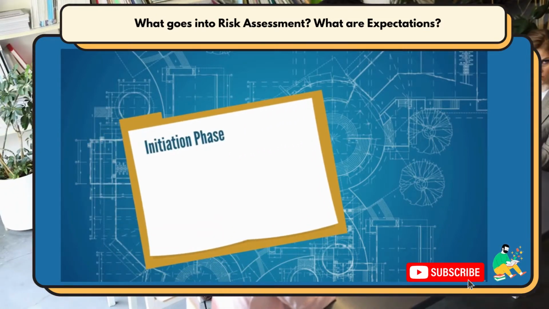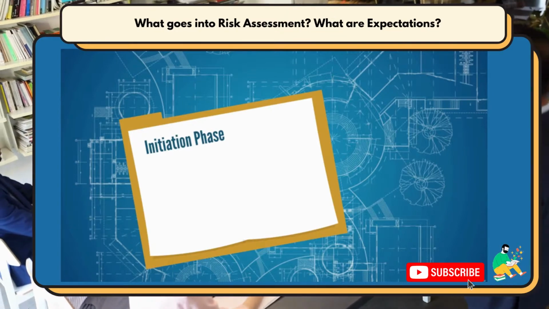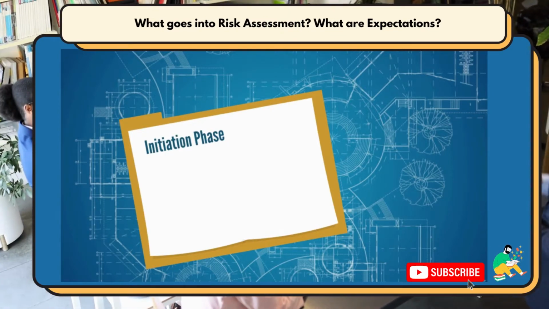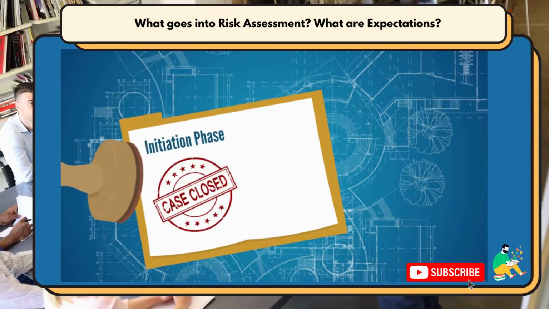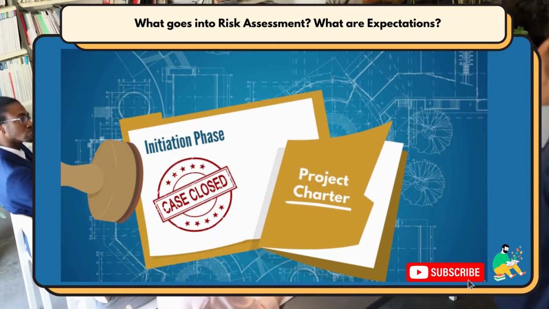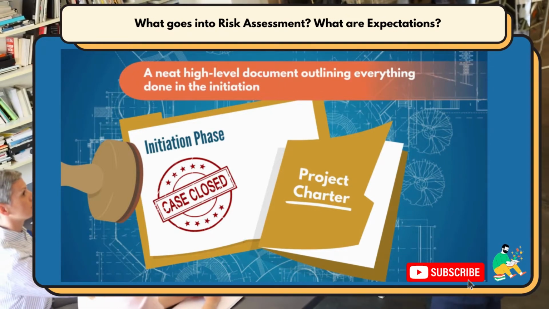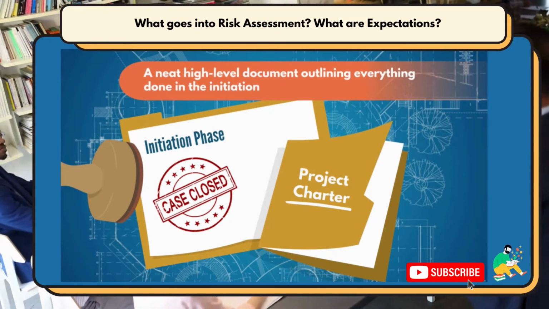Okay, so now we've done our preliminary checks. And of course, during the planning phase we will go into much more detail. But before the initiation phase can be closed, a project charter has to be created. A neat, high-level document detailing everything done in the initiation.